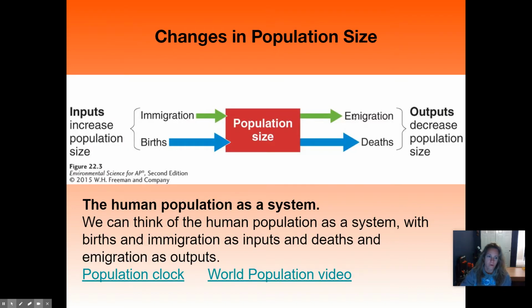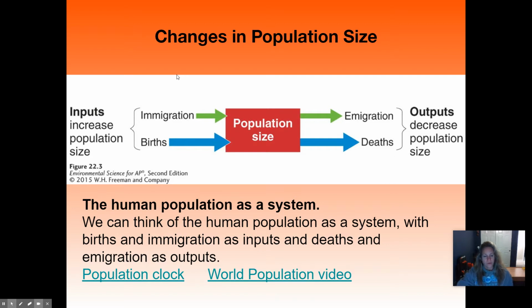All right, so if we look at this, there are two types: immigration and emigration. Immigration is coming in to the population, emigration is moving out. So people immigrate into the US, and if you move out of the US, you're emigrating out of the US. And then we've got births versus deaths. These are two factors that are going into the population size, and these two factors are going out, so they decrease the population.